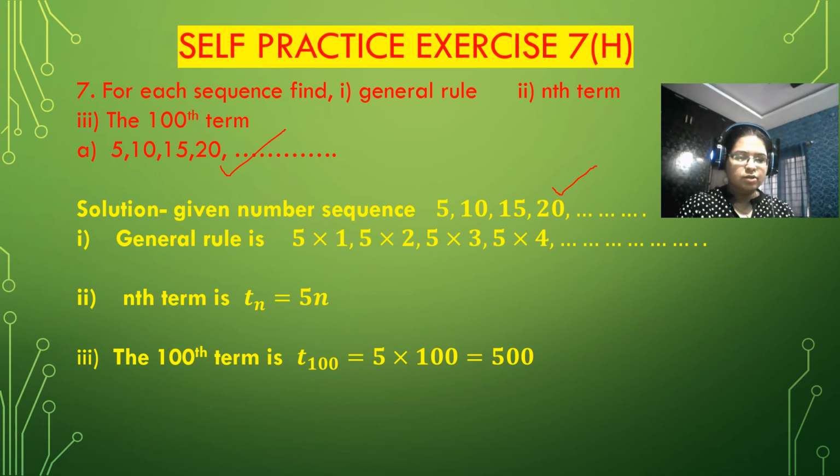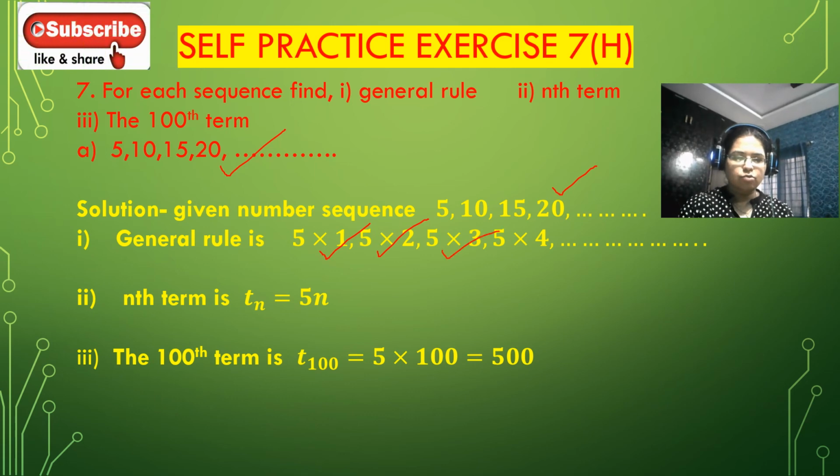For the general rule, 5 is 5 multiplied with 1, 10 is 5 multiplied with 2, 15 is 5 multiplied with 3, 20 is 5 multiplied with 4. So nth term of this sequence is Tn equal to 5 multiplied with n, 5n. We have to multiply the numbers 1, 2, 3, 4 with 5. So nth term is Tn equal to 5n.